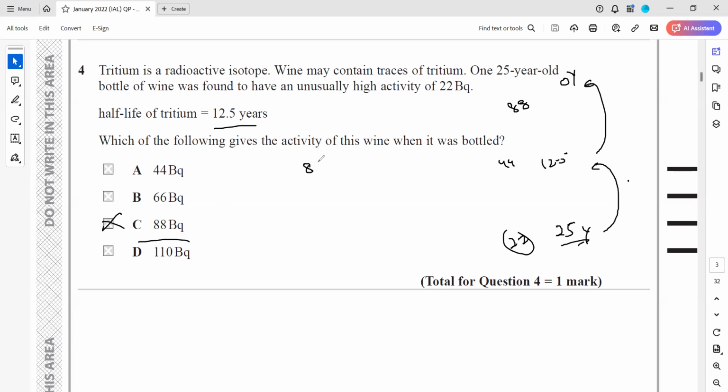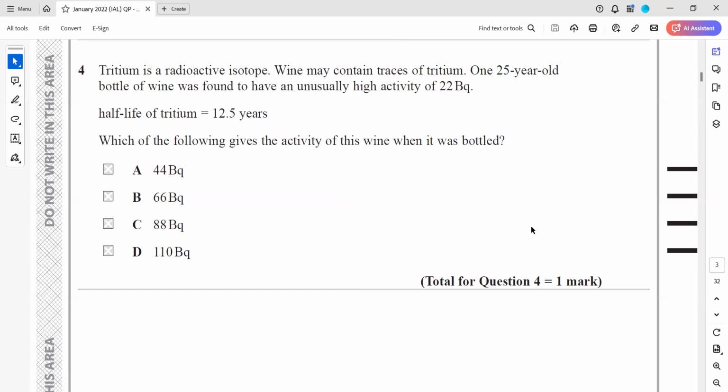If you start with the original 88, after 12.5 years it will be 44. After another 12.5, it will be 22. This is one way, or another way is the formula which I used. You can use any of them to get the answer. Both will give the same answer.